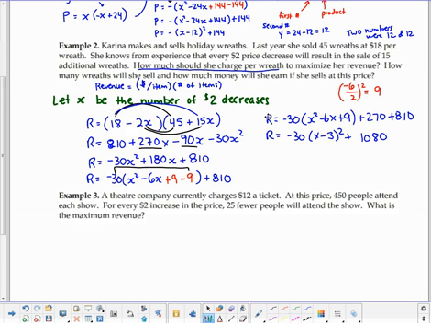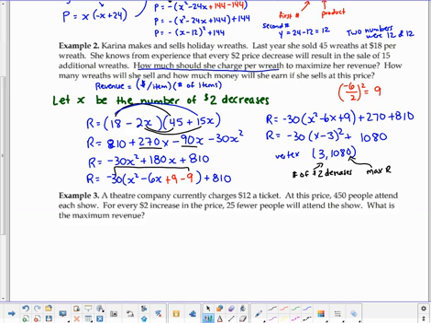Okay, so what's our vertex? Vertex is 3 and 1080. Okay, what did the x variable stand for? The number of $2 decreases. And what did 1080 represent? The maximum profit, or the max revenue.